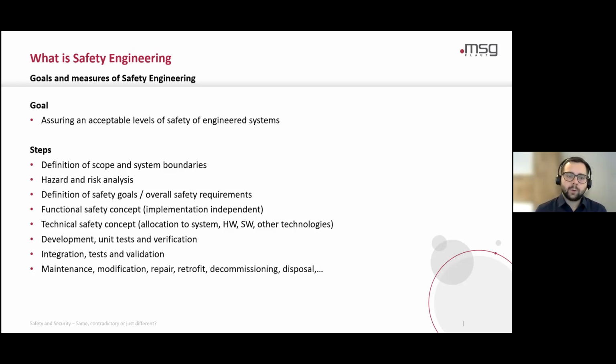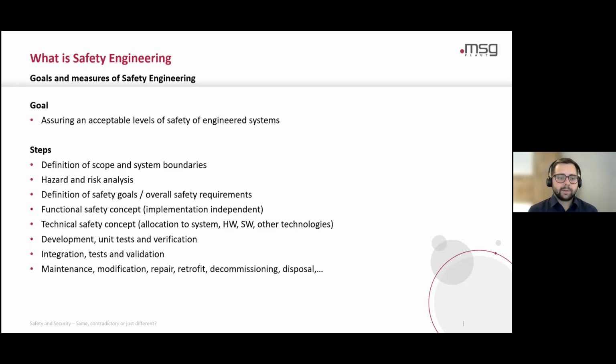This is because sometimes we can then find better solutions when we're just concentrating on the functional concept, identify the functional interactions, and in the next step, we start the technical safety concept where we are considering, okay, this needs to be done in hardware, this needs to be done in software, this needs to be done in other technologies, and so on.